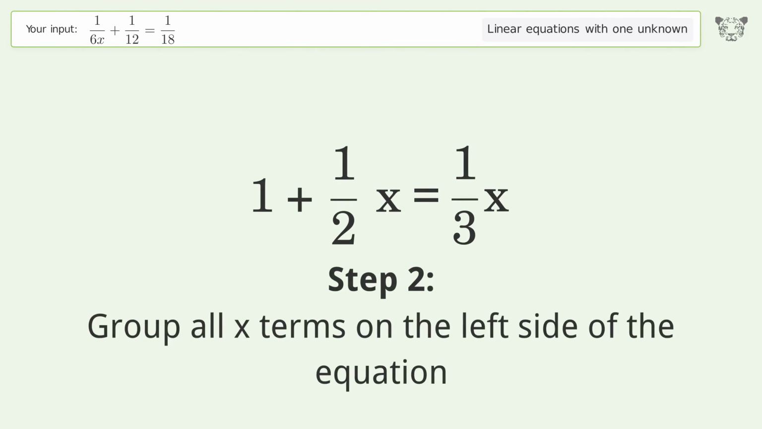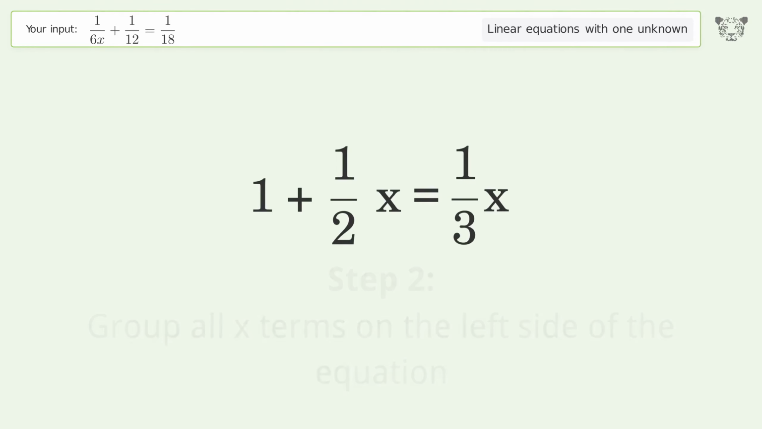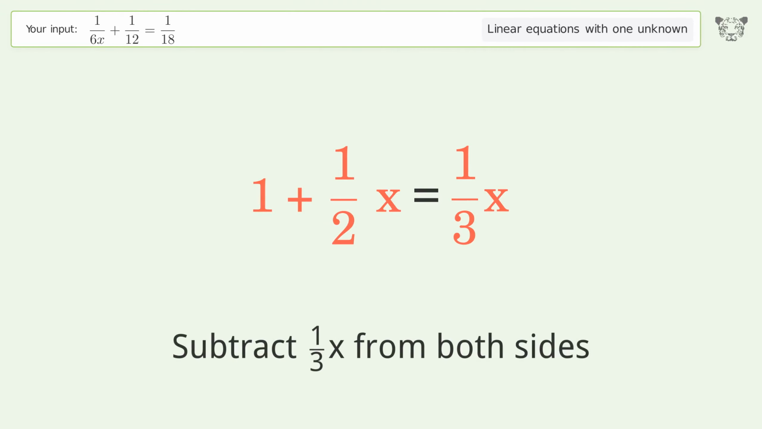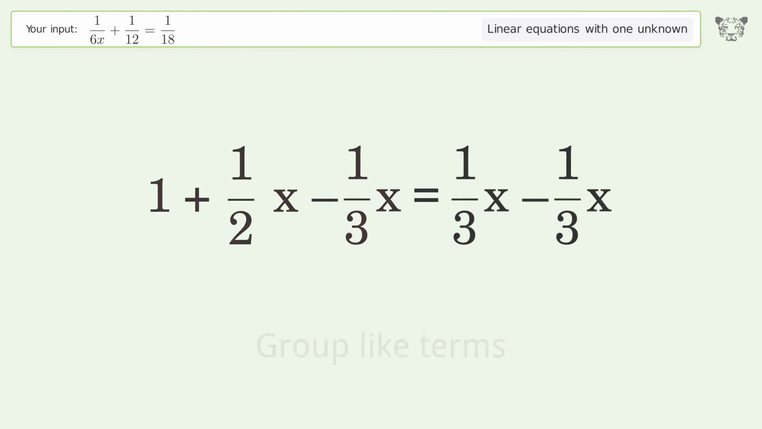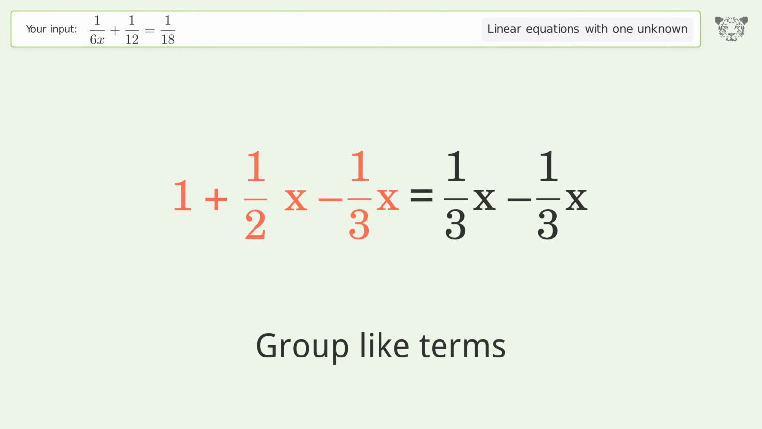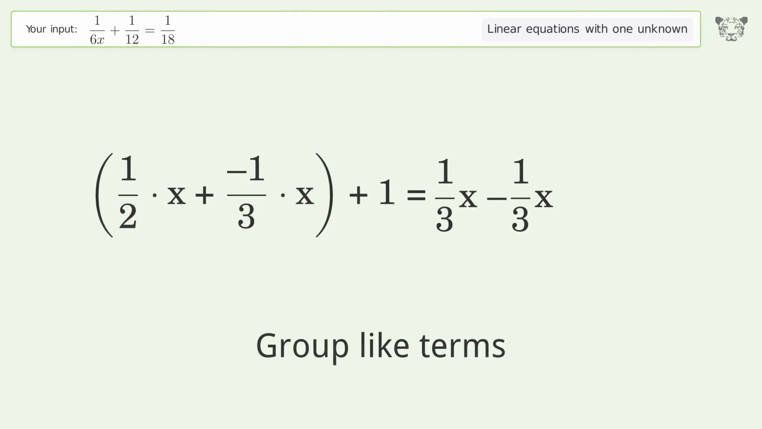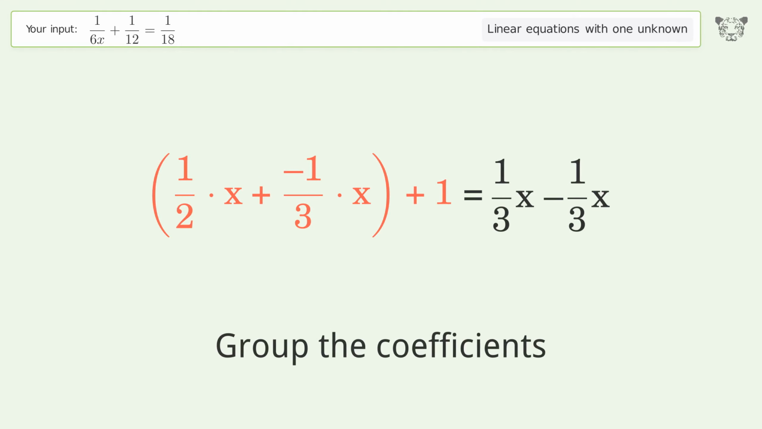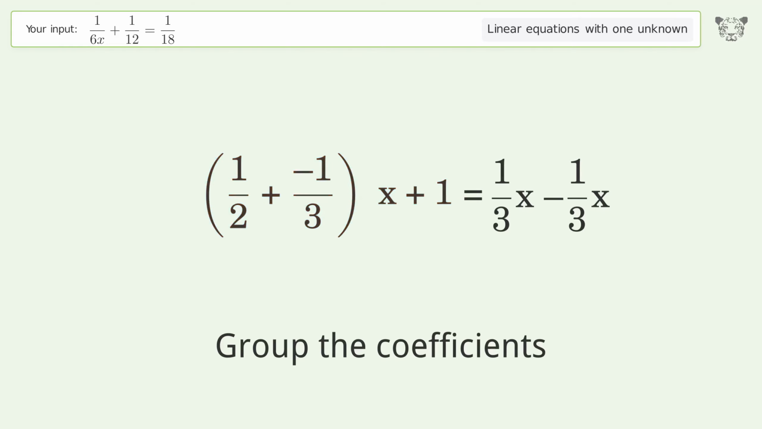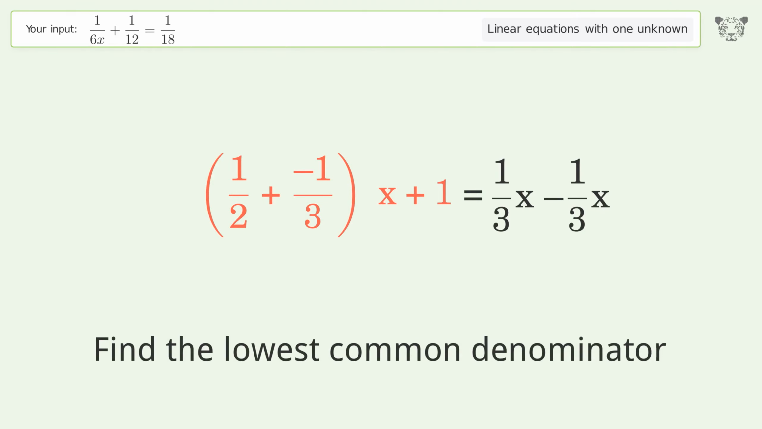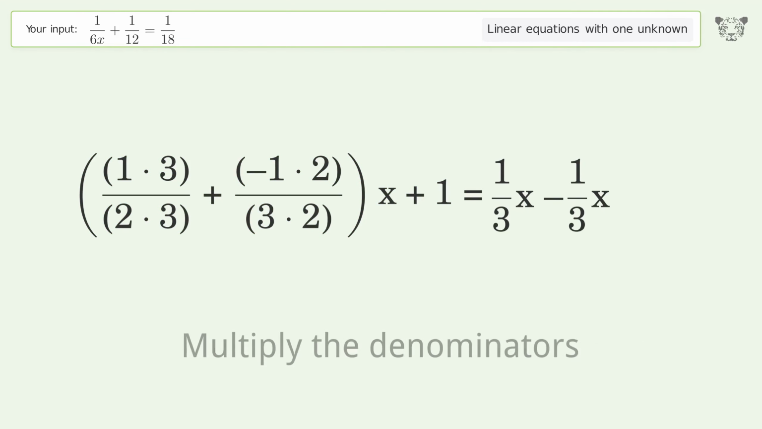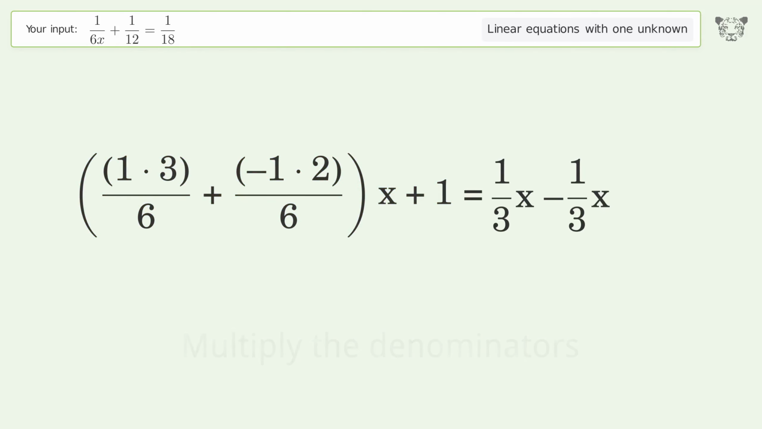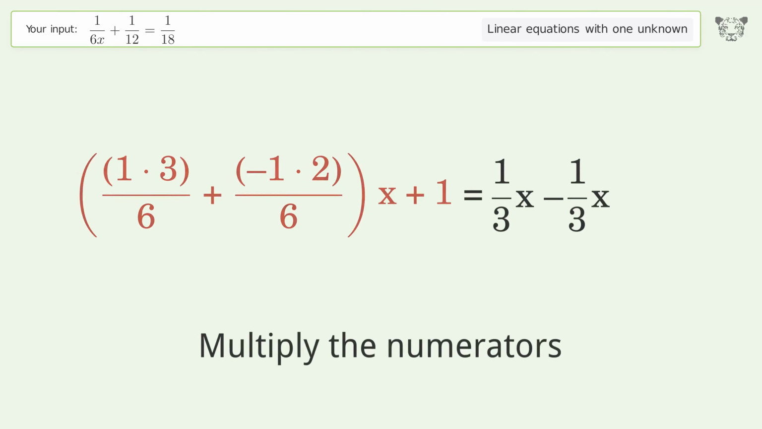Group all x terms on the left side of the equation. Subtract 1/3x from both sides. Group like terms. Group the coefficients. Find the lowest common denominator. Multiply the denominators. Multiply the numerators.